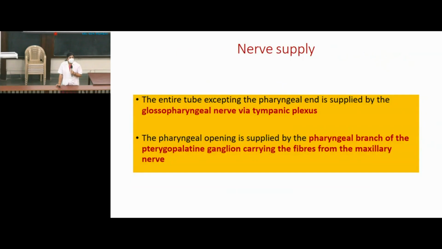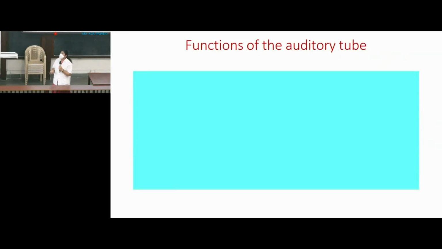The nerve supply of the middle ear cavity. The mucous membrane of the middle ear cavity is supplied by branches of the glossopharyngeal nerve. Okay. So, because of this, the nerve supply of the auditory tube is by the glossopharyngeal nerve via the tympanic plexus, except its pharyngeal end, which is supplied by the pharyngeal branch of the pterygopalatine ganglion. Okay, so this is the only exceptional area.